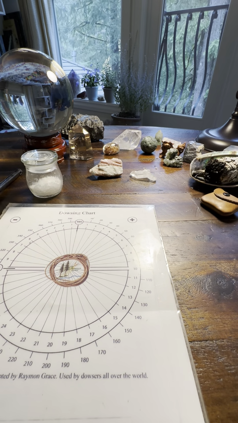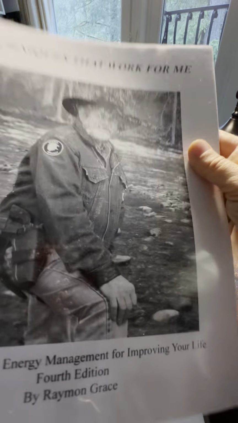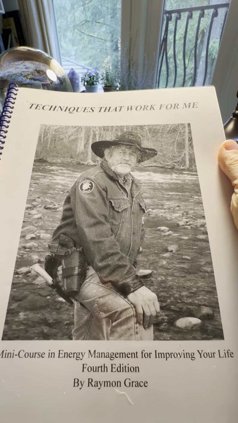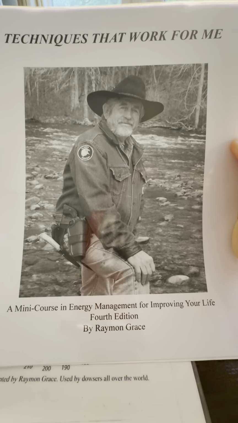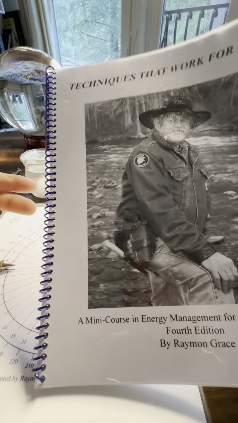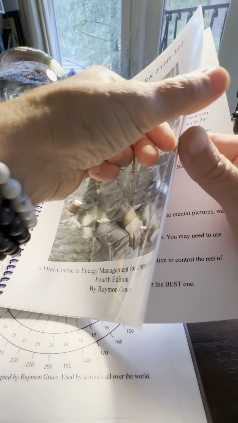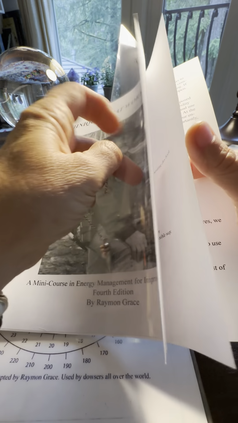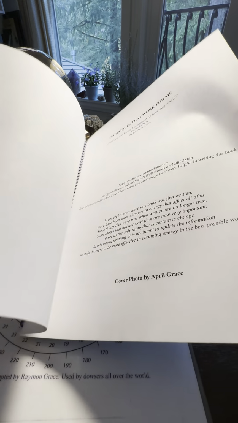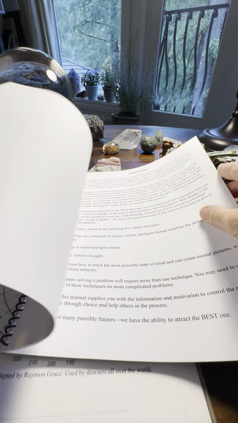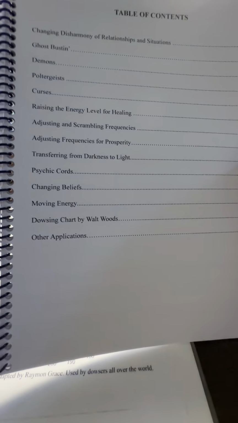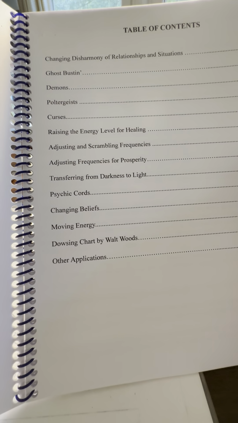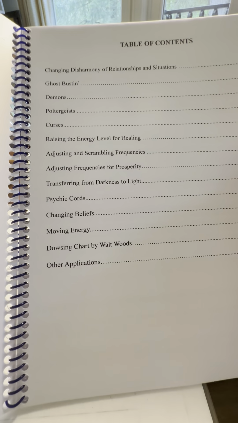There's a gentleman whose class I took. His name is Raymond Grace. I'll put his website in my description. He has an ebook that you can purchase and download. I purchased it, printed it out, and put it in spiral bound, so I always have it. He covers a lot of different things you can do with a pendulum. These are things that have worked for him, and it really makes you start realizing that anything and everything is possible. It's all about our intention.